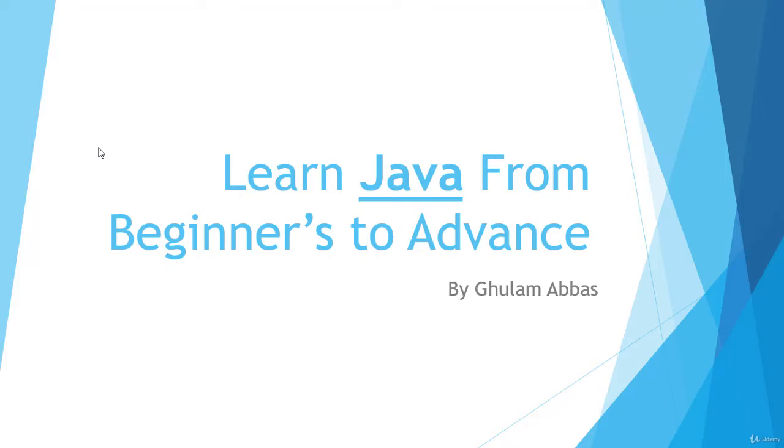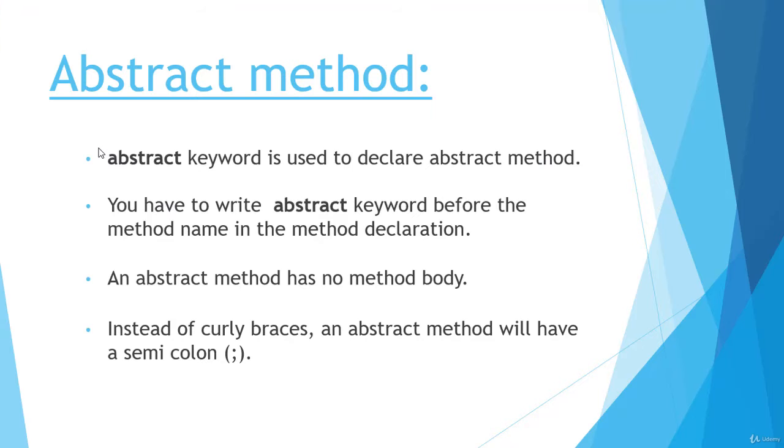Today in this video we are going to discuss abstract methods. The abstract keyword is used to declare an abstract method. You have to write the abstract keyword before the method name in the method declaration. An abstract method has no method body. When you create an abstract method, you don't have to write the body of that function.